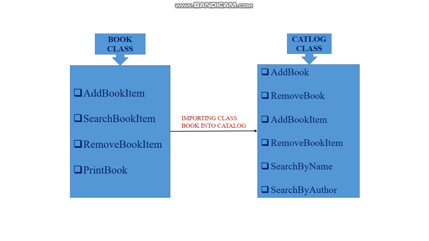Here we can see the relation between the book class and the catalog class. There are many functions happening between these two different classes. For example, to add a book or to remove a book, the catalog class must be appended, but that catalog class is interlinked to the book class, since we store the information of a book in a book item and in the book class. So there is importing of classes happening between the book class and the catalog class. How it is happening, we'll see in the next slides.